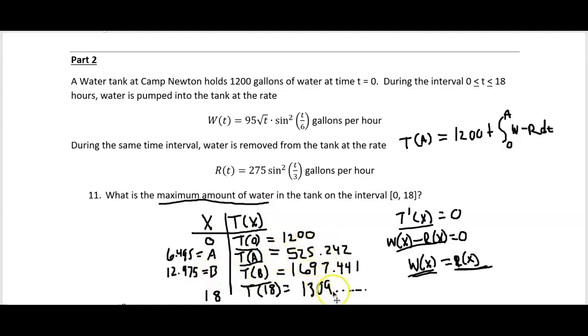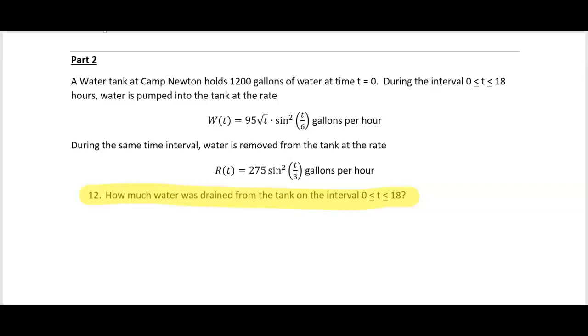And these are the outputs. And all these are gallons. So when did we have the maximum amount of water? Or actually, it's not asking when. It's asking what is the maximum amount of water. And so we don't want the time value. We want the water value. And so the answer is 1,697.441 gallons of water.